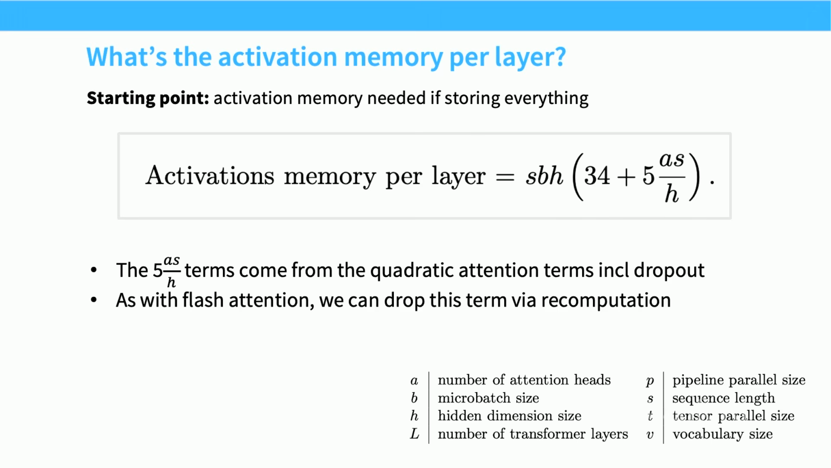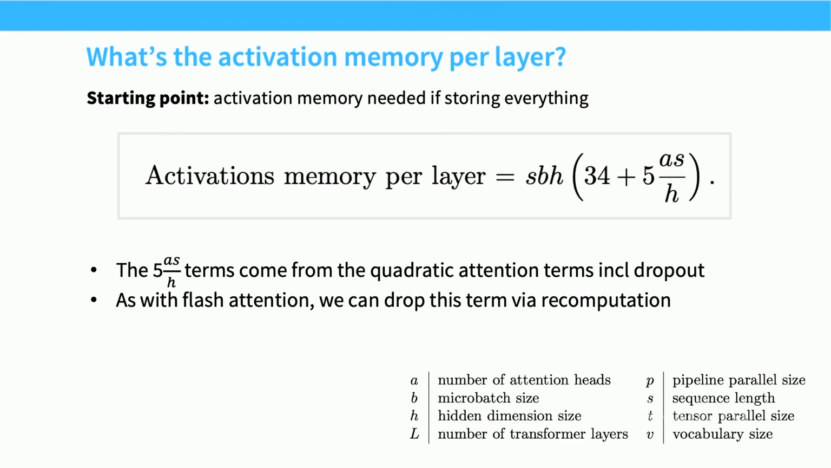And this SBH dependence is fundamental because we expect to have to store something for every element of the sequence, something for every batch element, and something for every hidden dim size. So we're going to see this SBH term repeatedly as we go through different ways of reducing activation memory and accounting for the total amount of activation memory.